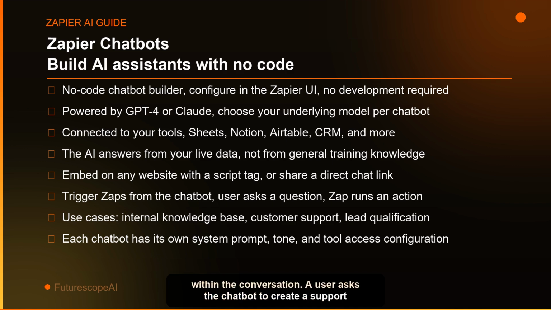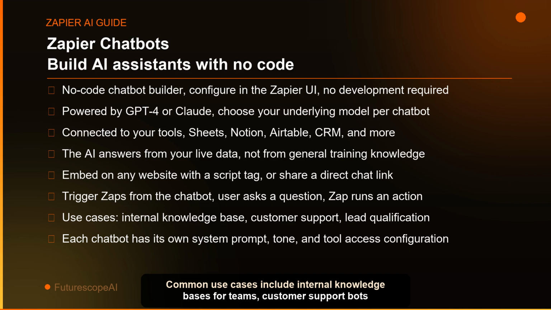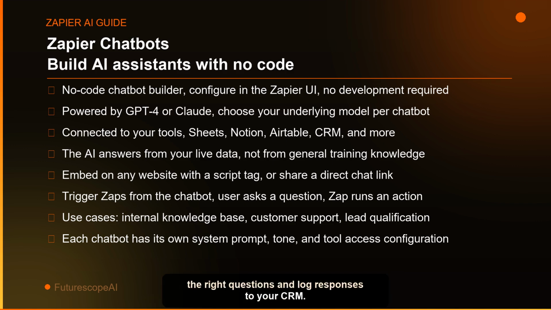A user asks the chatbot to create a support ticket, and the chatbot runs the Zap that creates it, entirely automatically. Common use cases include internal knowledge bases for teams, customer support bots that answer from your actual documentation, and lead qualification bots that ask the right questions and log responses to your CRM.